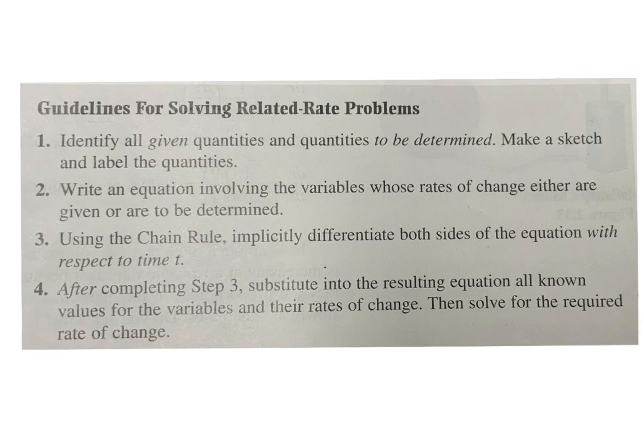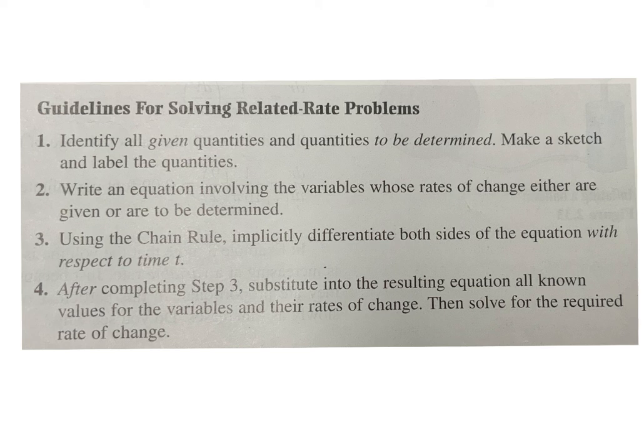When you solve related rate problems, you're going to identify all quantities that you have and quantities that you don't have, which have to be determined. Make a sketch if you need to, label it if you need to, write an equation involving the variables, use chain rule, implicit, whatever you have to do with respect to the other variable. And typically this other variable is going to be time, with respect to time. After you've taken the derivative, go back and plug in the pieces that they've given you.